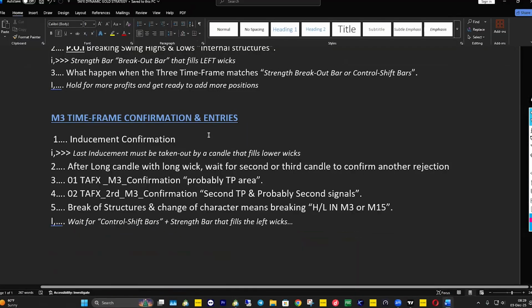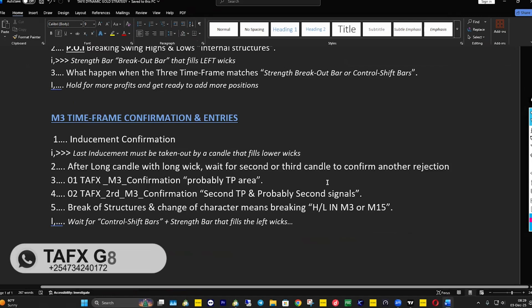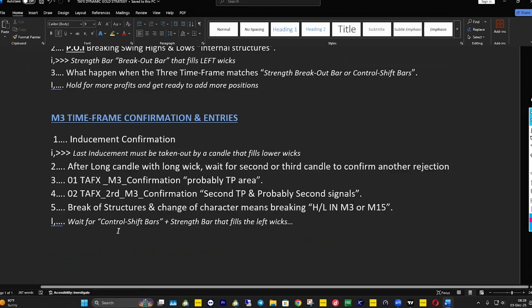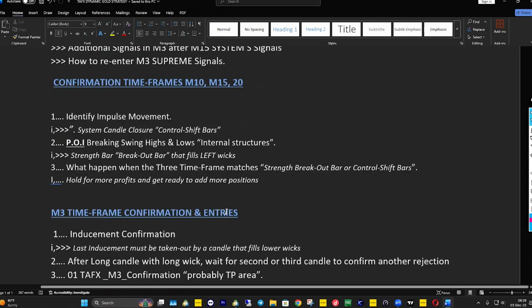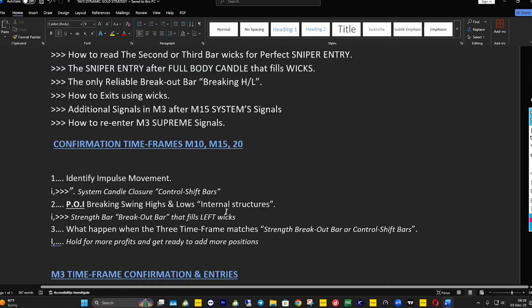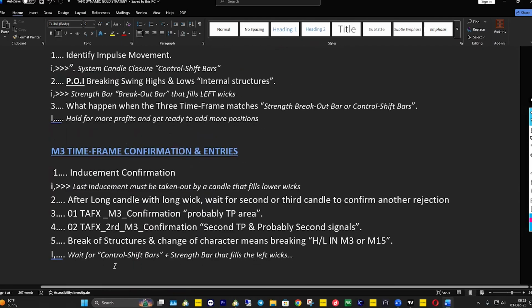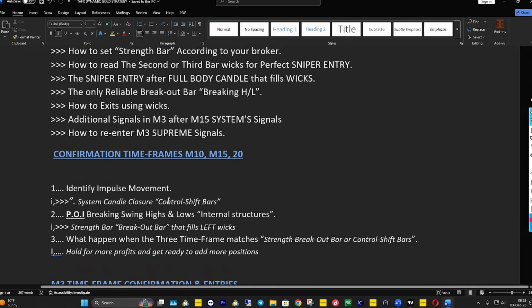This one will be very, very interesting. All right. The break of structure and change of character means breaking highs and lows in minute 3 or minute 15. And that's what we are going to start learning from this video. And wait for control shift bar and strength bar for that. I don't want to tell more details about this because we are in classes. So these are the only things to expect when it comes to our system. They are very, very few. And trust me, because they are all programmed with the system.